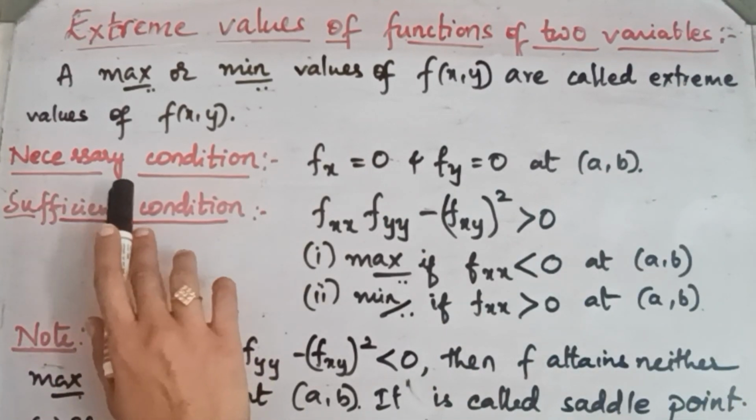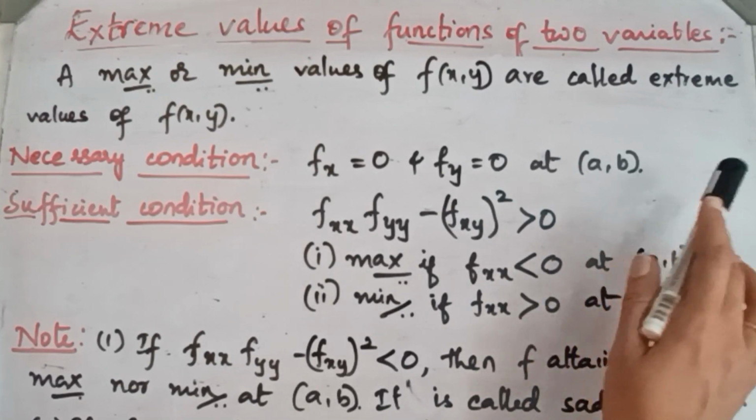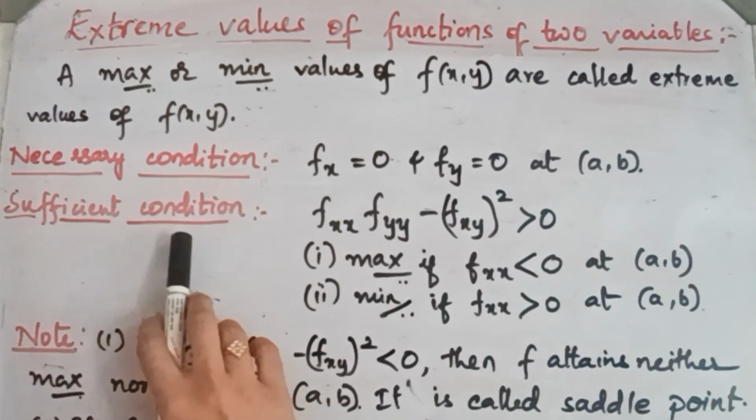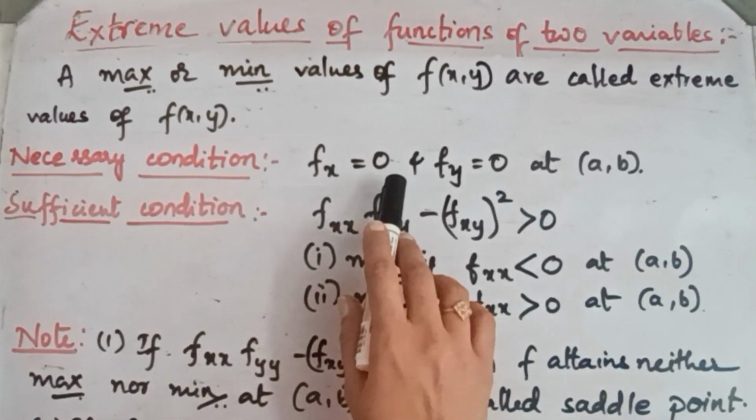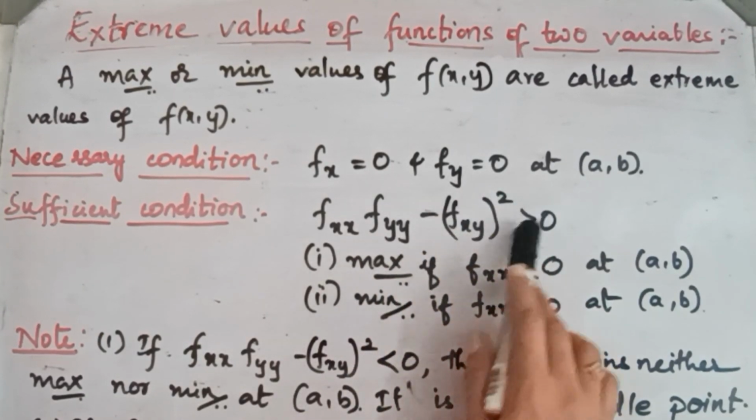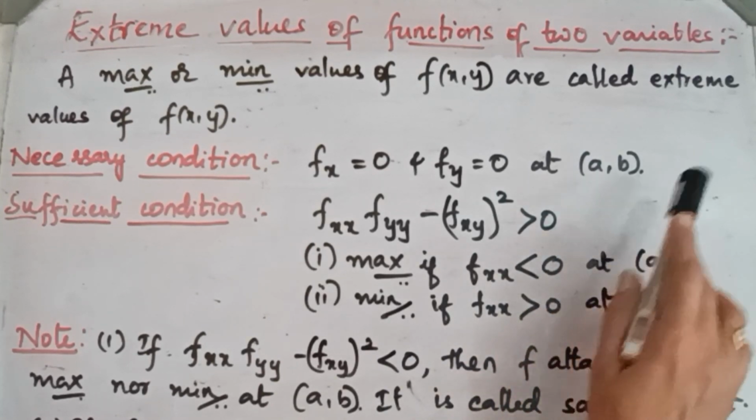This is just the necessary condition. This doesn't ensure that there always exists an extremum. We have to further check with the sufficient condition. The sufficient condition says that fxx times fyy minus fxy squared, if it is greater than 0, then only the extremum exists for the given function.